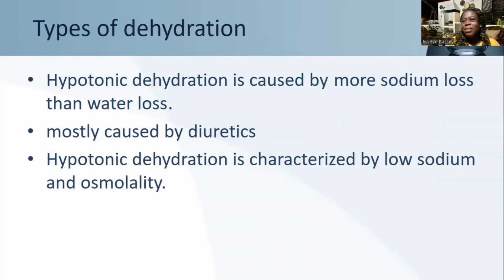Okay, and the kind of things that can cause this are diuretics. These are drugs that usually are given to people, especially hypertensive, that help them to get rid of water. Some of them act by getting rid of sodium. All right, so those types of drugs can cause this kind of dehydration, and you would have, like I said, low sodium and low osmolarity.